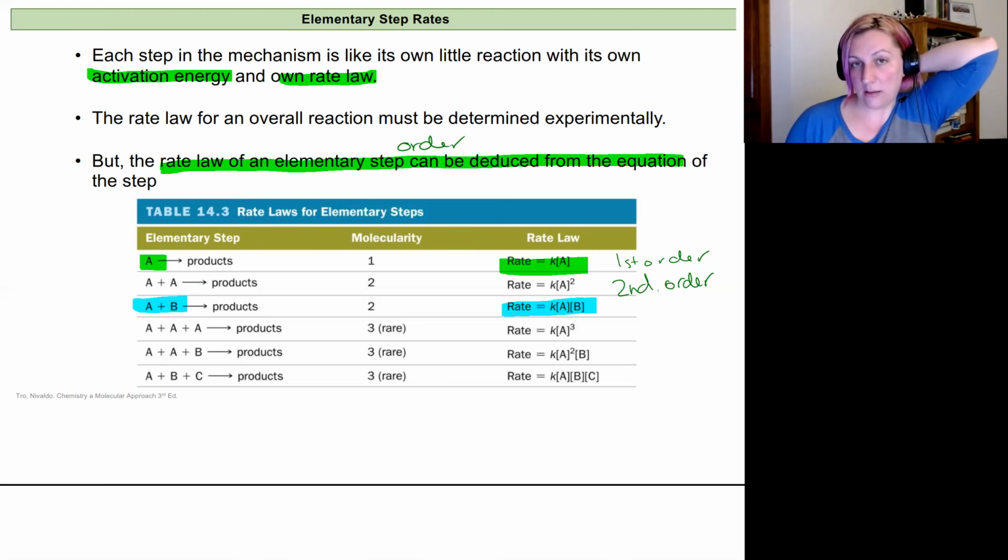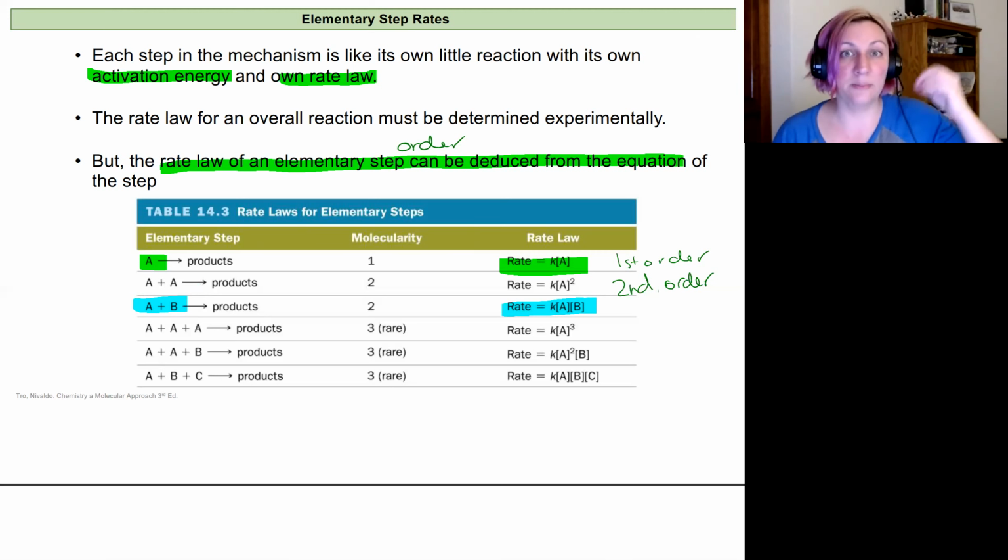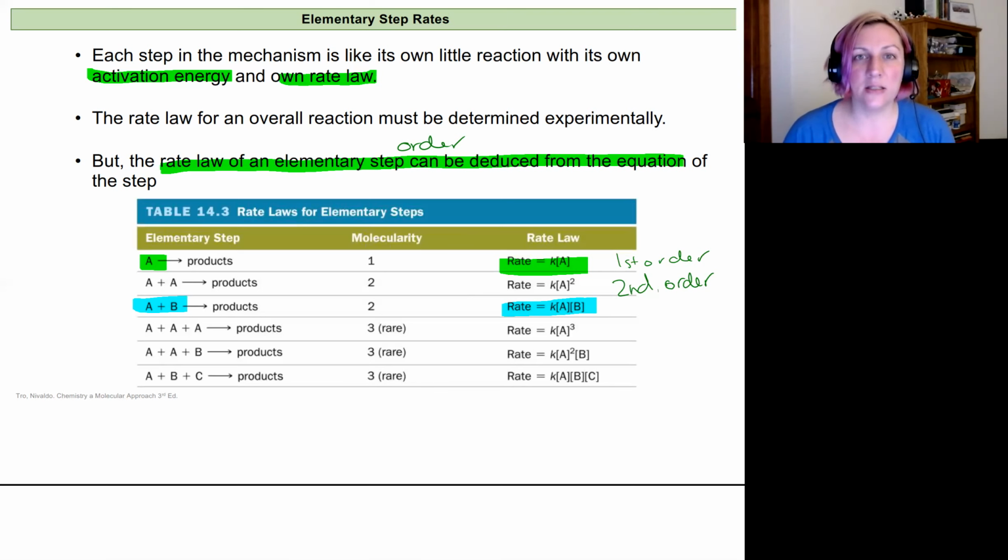Now, molecularities of 3, or bringing together 3 molecules in an elementary step, is much more rare. There's a number of variations of this. It could be one reactant with a third order dependence. It could be one with a second order plus another one, or it could be 3 first order dependencies on 3 different reactants. But these are less common and we won't see these as much.